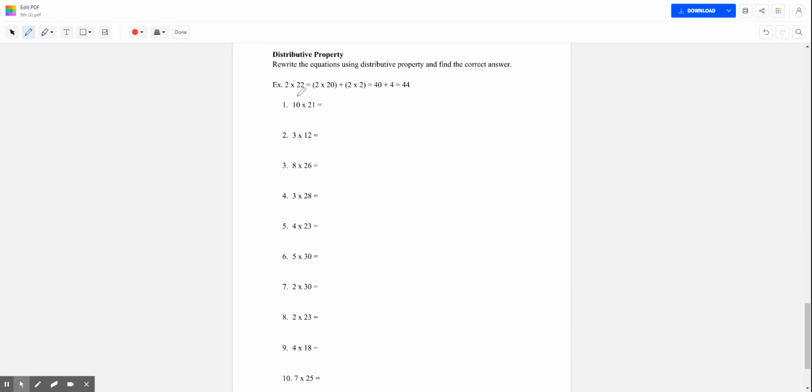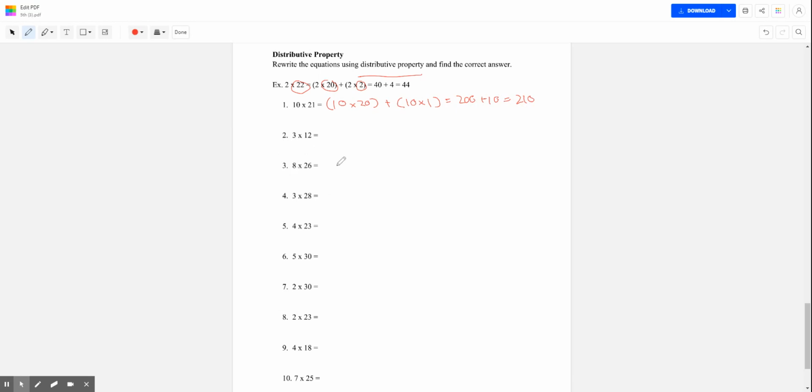Distributive property. We're going to use the distributive property so that the multiplication is easier. As you can see in the example, we split 22 into 20 and 2 so that it becomes easier. So let's try it here. 10 times 21. We're going to split 21 into 20 and 1. And we get 200 plus 10 equals 210.